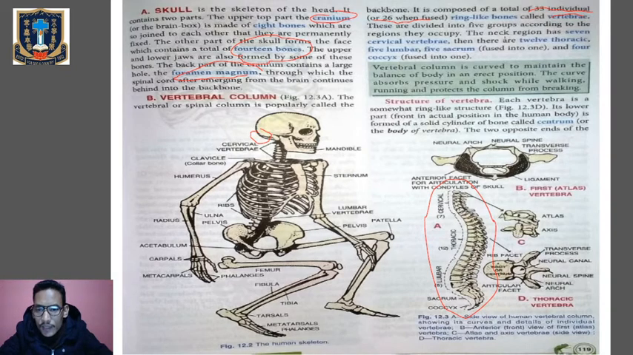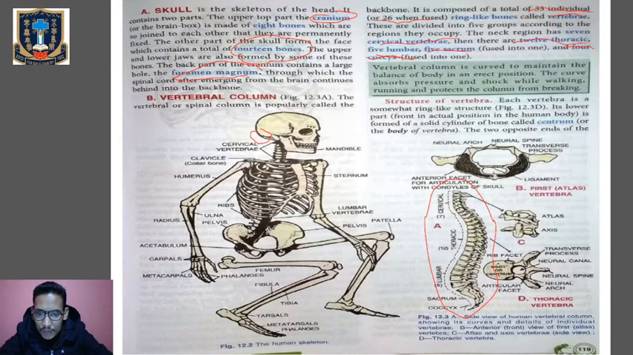These vertebrae are divided into 5 groups. What are they? The neck region has the cervical vertebrae. Then we have 12 thoracic vertebrae, 5 lumbar vertebrae, 5 sacrum vertebrae, and 4 coccyx vertebrae. When we look at the sacrum vertebrae, the 5 vertebrae will be fused to form 1, and in the case of the coccyx vertebrae, the 4 will be fused into 1.